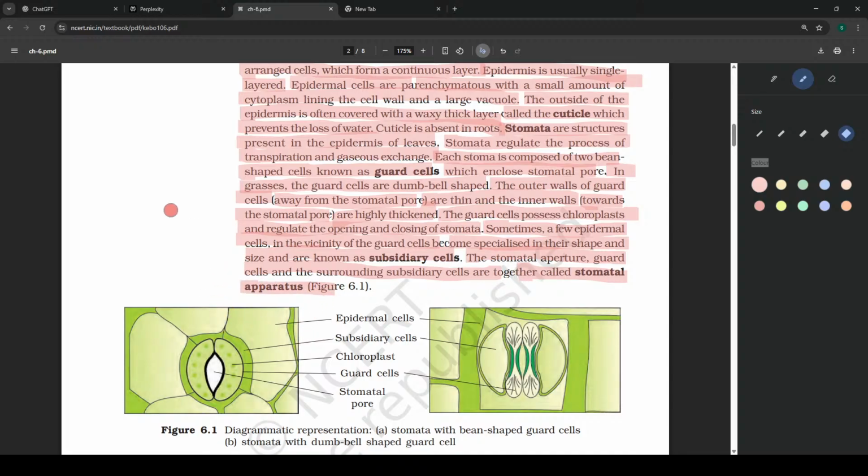There are three main things in the stomatal apparatus: the stomatal pore, the guard cells, and the subsidiary cells. As for what subsidiary cells are, they are cells surrounding the guard cells. The epidermal cells surrounding the guard cells get specialized in their shape and function, and they become the subsidiary cells. All together form the stomatal apparatus.